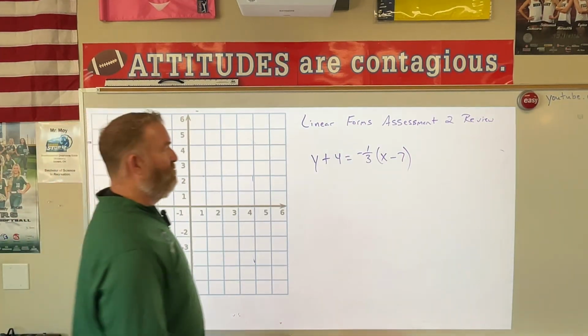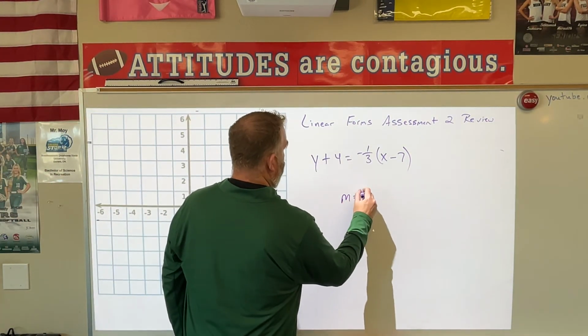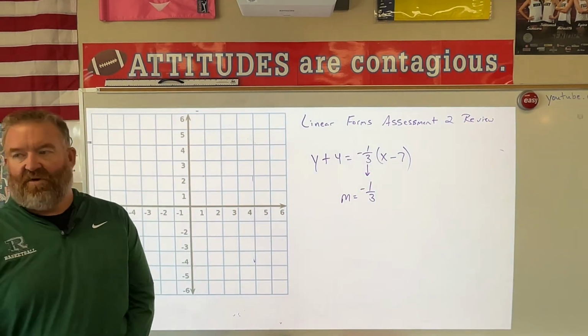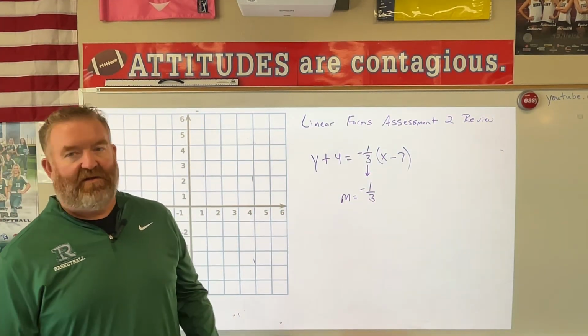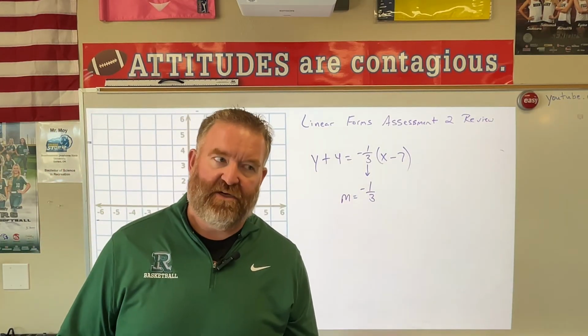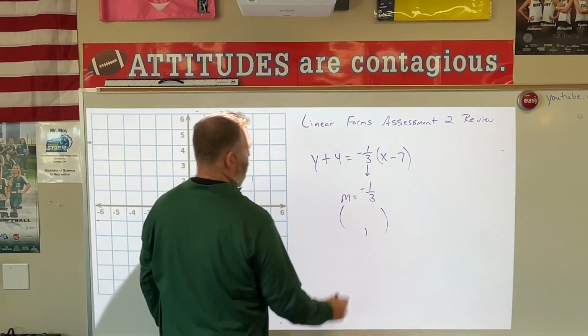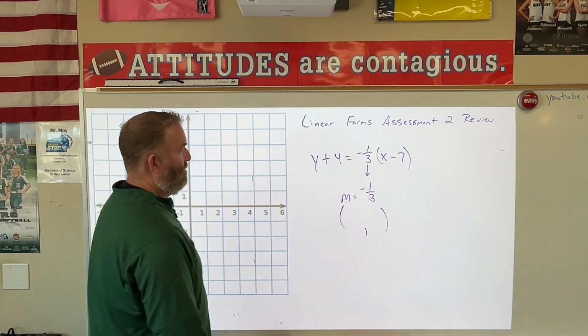First of all, what's the slope? Negative 1/3. There's my slope. Slope is always after what? It's always after the equal sign. Okay. Always, always, always. All right, here we go. Let's get the point. What's the point? Remember, x goes with x, y goes with y, so what's the x number over there?